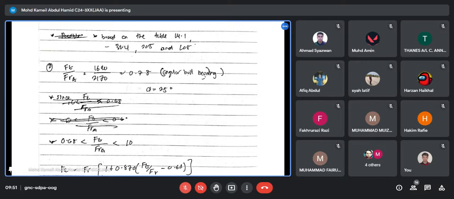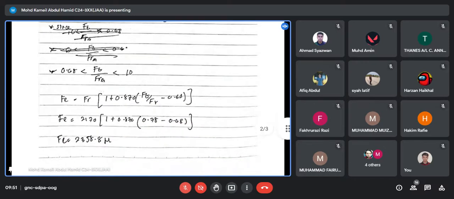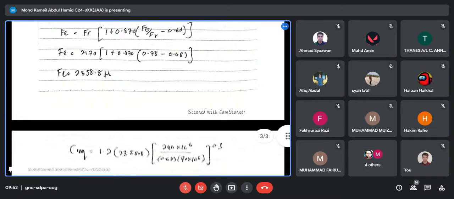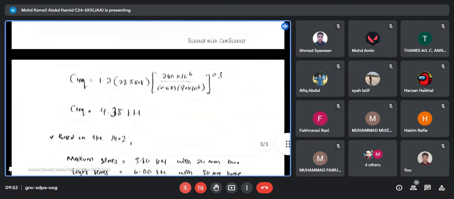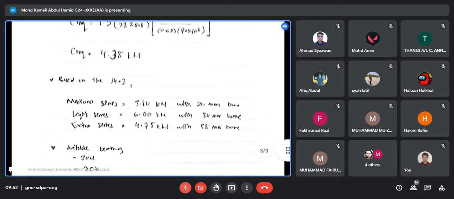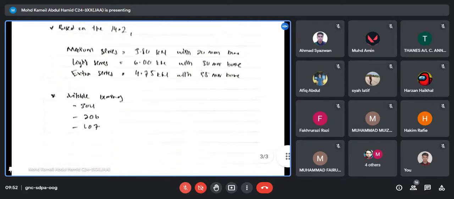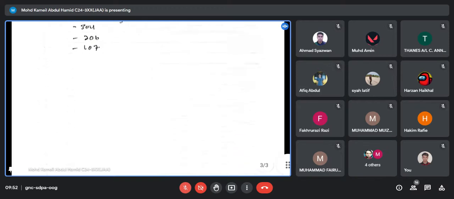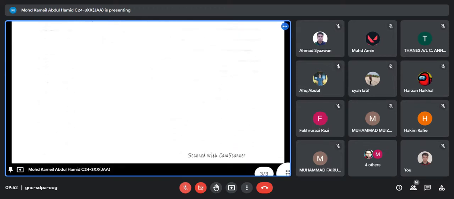Okay, 0.78, correct. Now the FE value: 2358. That's fine. C required is 4.38 kilonewton. That's good. Based on Table 14.2, 20, 30 and 35. Okay, so the suitable bearings are T04, 207, L07, and 204, 206, L07. Okay, that's good. You can get it just by looking.